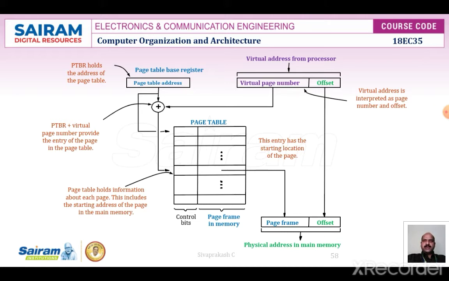The operating system maintains information about each process in a process control block. The page table base register value for the process is stored here. The operating system loads this address into the page table base register whenever a process is dispatched. A page table entry contains information about an individual page in a process's logical address space.